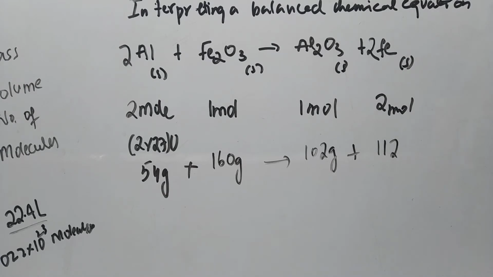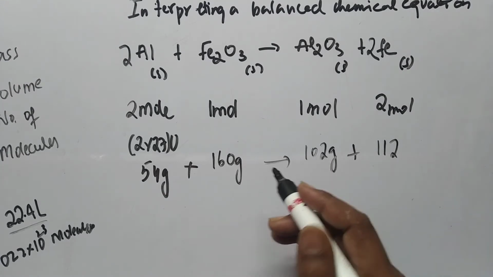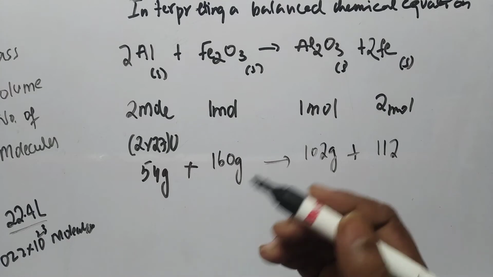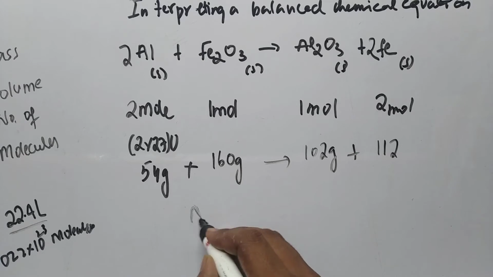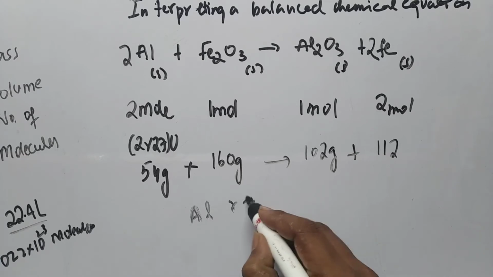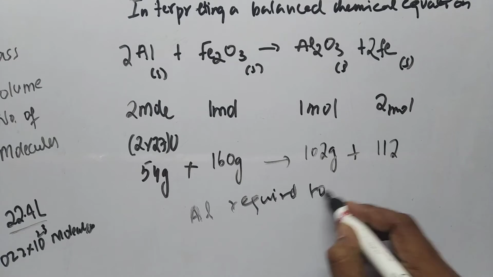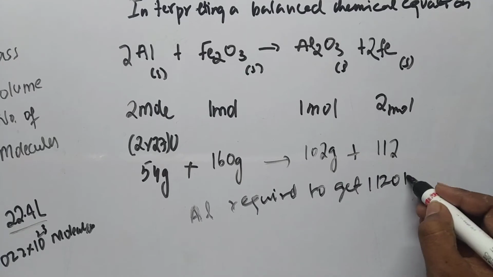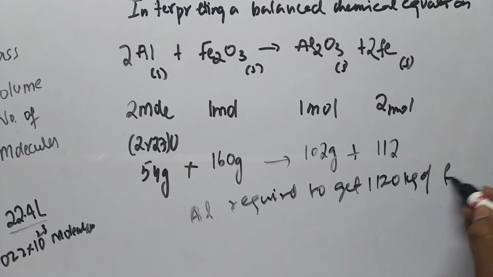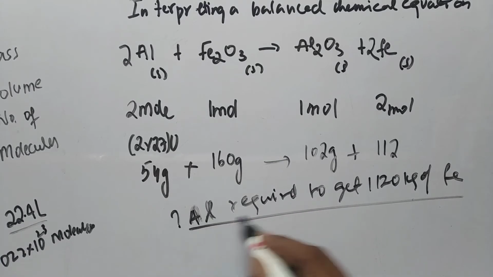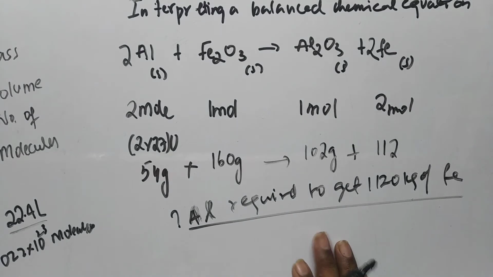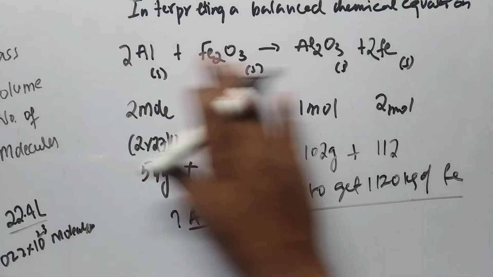Now he's asking a question. If you want to calculate the aluminium, he is asking how much aluminium is required to get 1120 kg of iron. How much amount of aluminium is required to get 1120 kg of iron? If you want to find these types of answers, we have to take the relations. He's asking the relation between aluminium and iron.